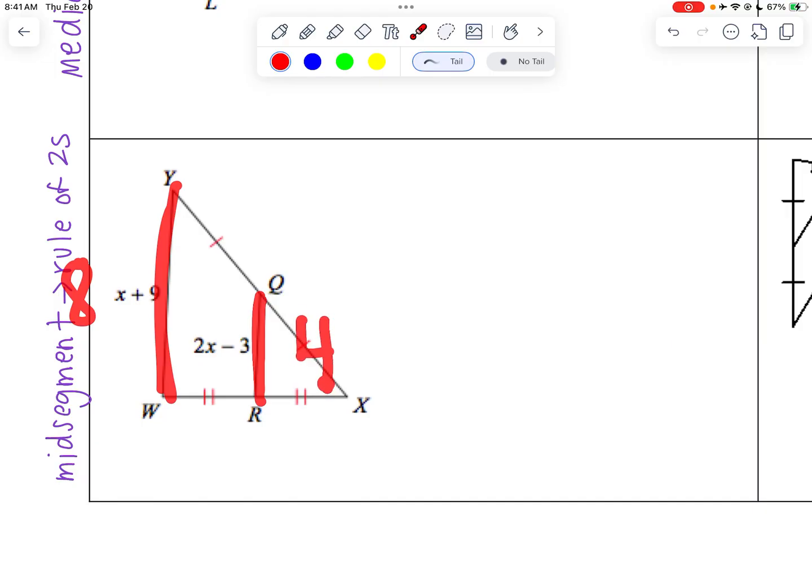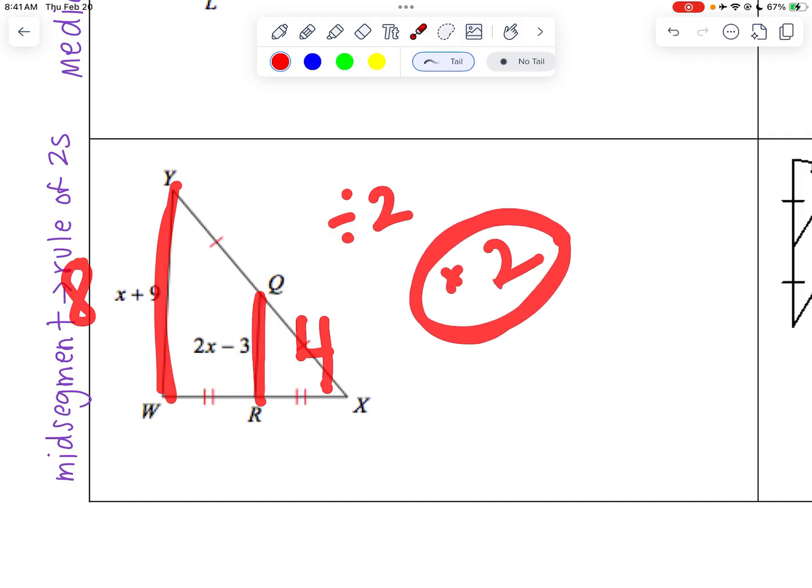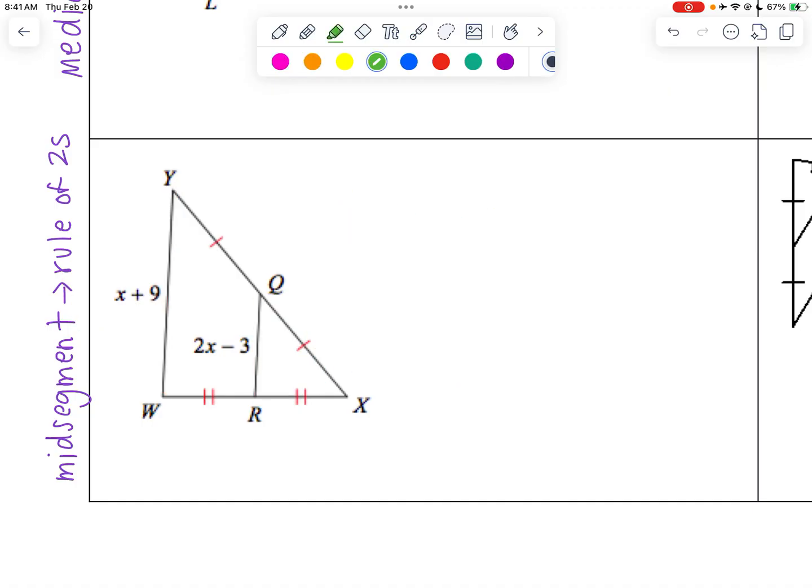Which leads me into the next part. Is it easier to divide by 2 or multiply by 2? And most of you would probably say it's easier to multiply by 2, so that's what we're going to do. We're going to take the smaller piece and multiply it by 2. So find your mid-segment, which is this piece right here, and multiply it by 2. So that's 4x minus 6, and that's how we equal our outside piece, x plus 9. And then you're going to draw your fence and you're going to solve.